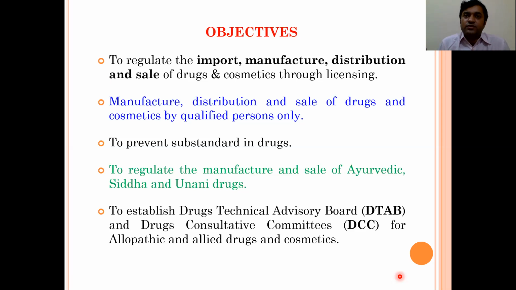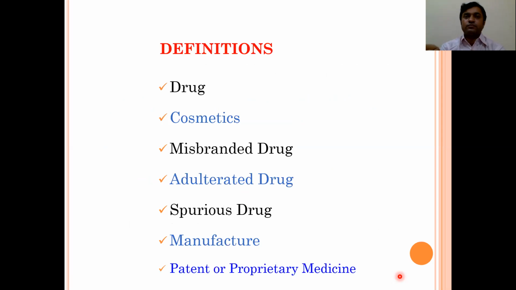Also to regulate the manufacture and sale of Ayurvedic, Siddha and Unani drugs, and to establish advisory committees, DTAB and DCC, for allopathic and allied drugs and cosmetics. DTAB is the Drug Technical Advisory Board, and DCC is the Drug Consultative Committee. Now we are going to study some definitions: drugs, cosmetics, misbranded drugs, adulterated drugs, spurious drugs, manufacture, and patent and proprietary medicine.